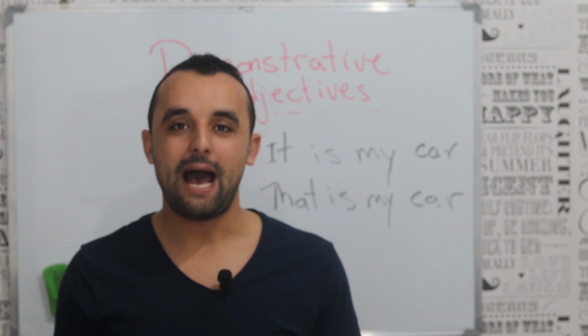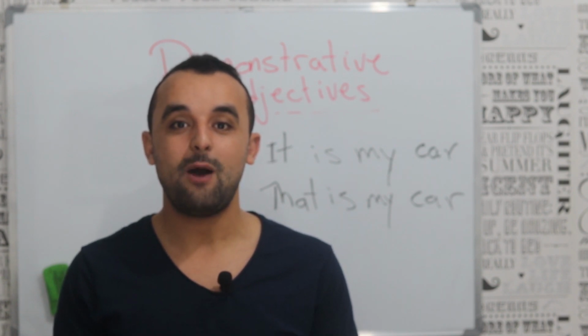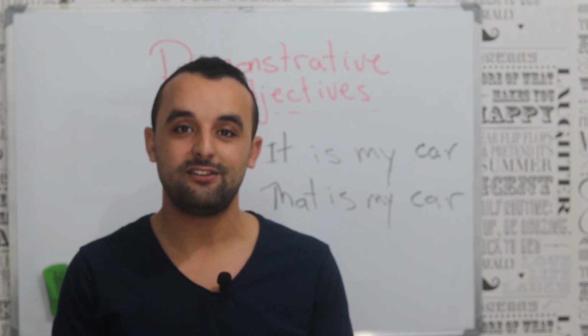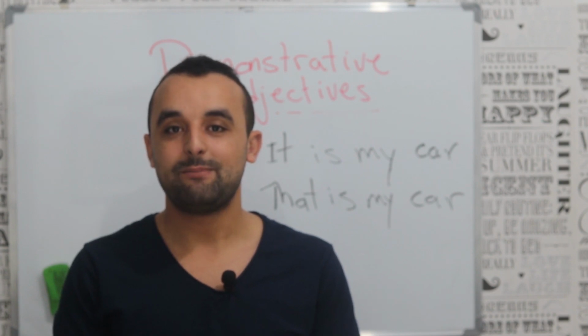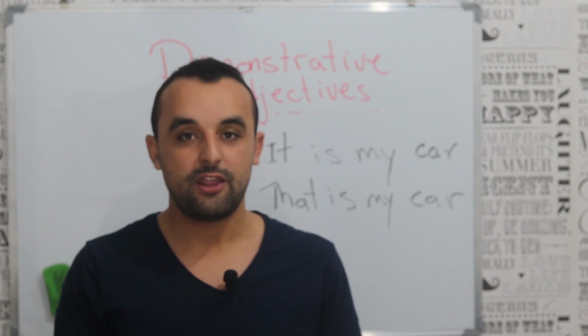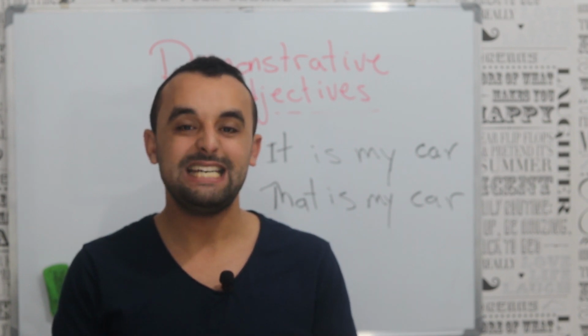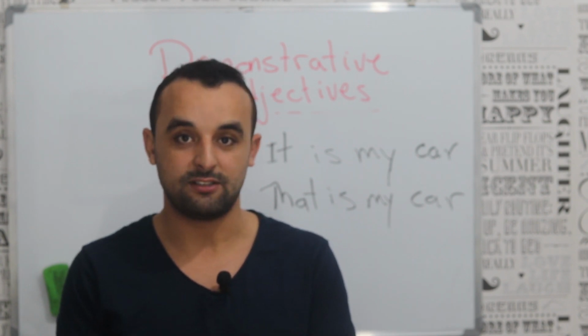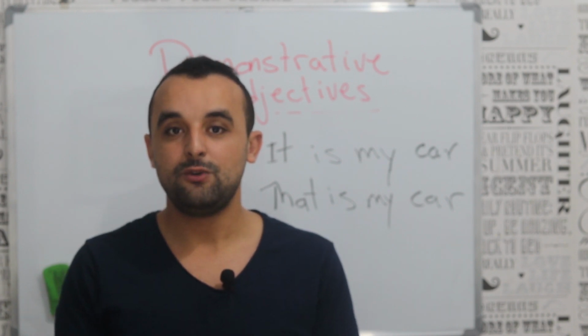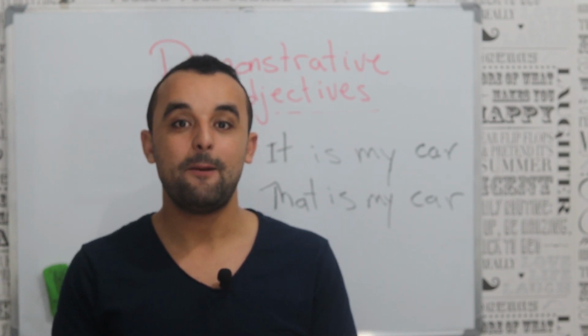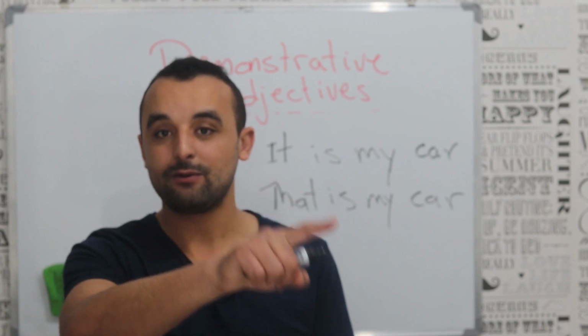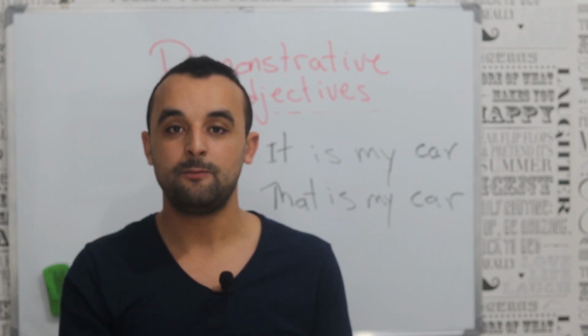Before I end this video, I have to make sure that you know that we use demonstrative adjectives in the place of subject pronouns. When I say he, she, it, or they, I don't point out any specific person or persons. But when I use demonstrative adjectives, I point out specific persons or things.